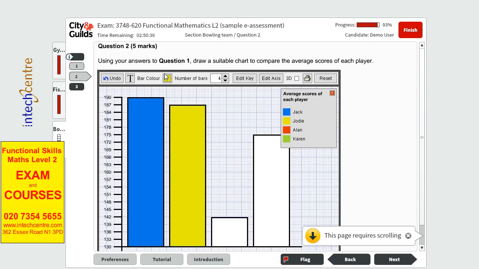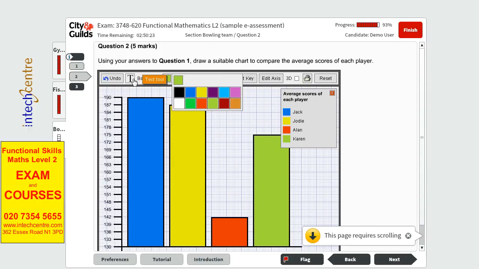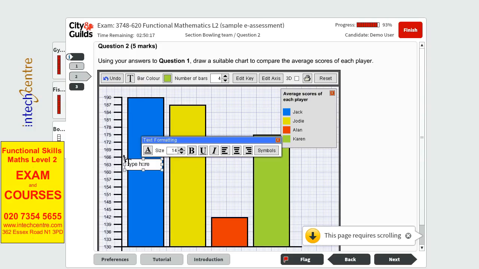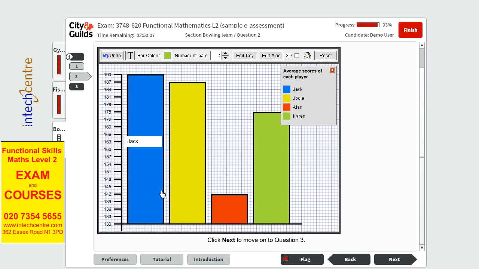Okay, yellow. So now we are coloring the bars to represent the correct team players. Karen is green. Perfect. Or you can also use a text tool, and you can put it even inside, and then you could say Jack. Okay, so either way is correct as long as you are telling us who is whom.